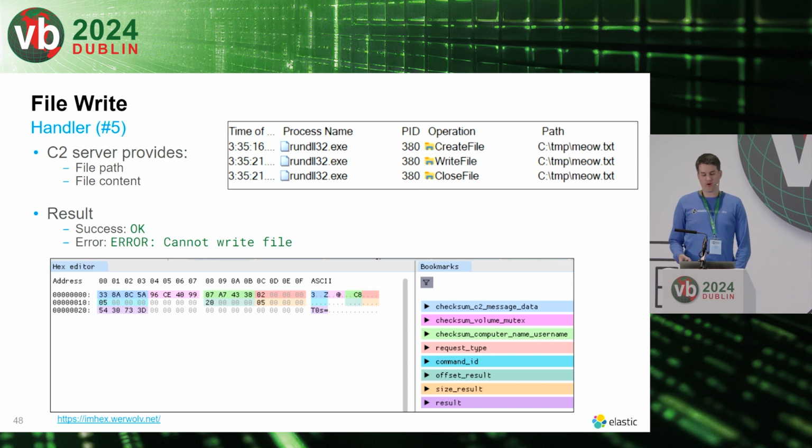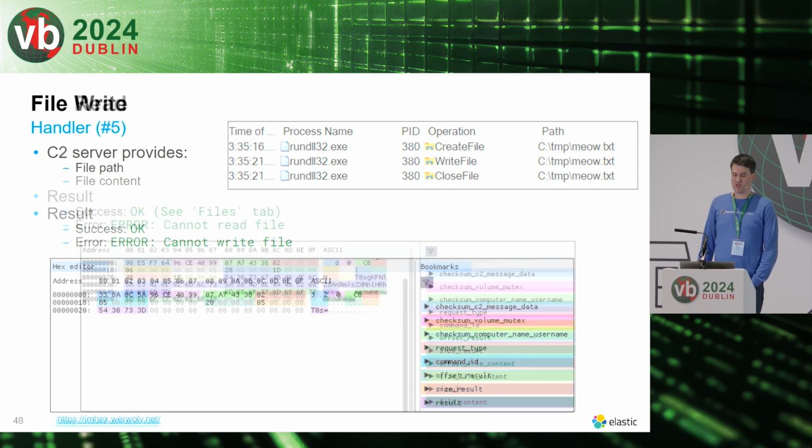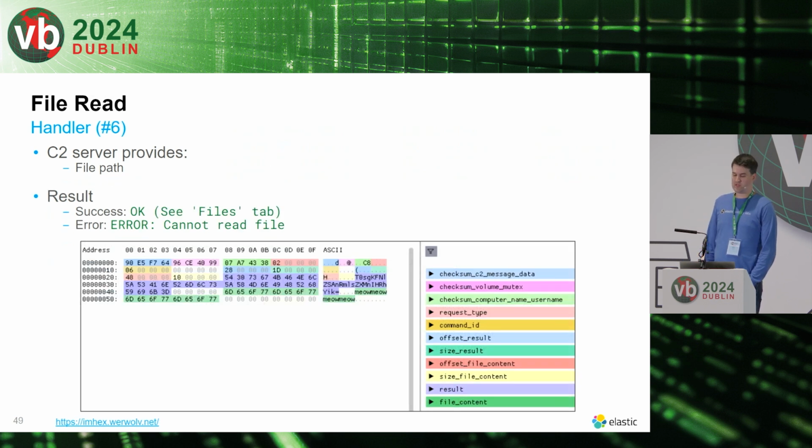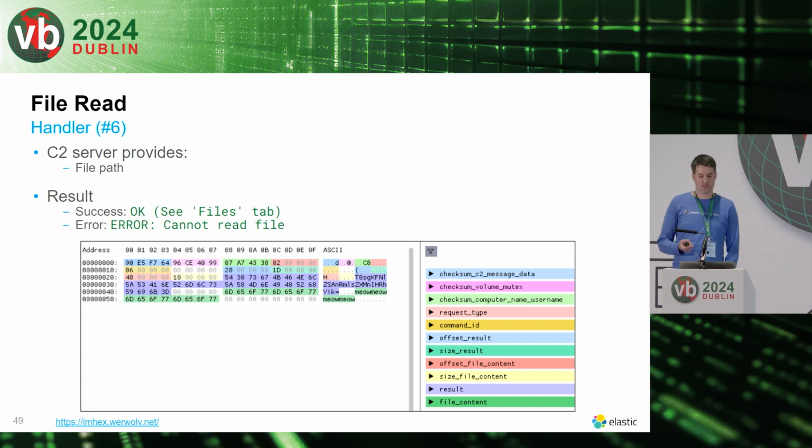So they have file write capabilities. I won't spend too much time on it, but yeah, if they can't write to the file, they'll send an error message. They have a file read capability. They provide a file path. This one's a little bit interesting because it's got an error message. When it's okay, they say, hey, go check out the Files tab.